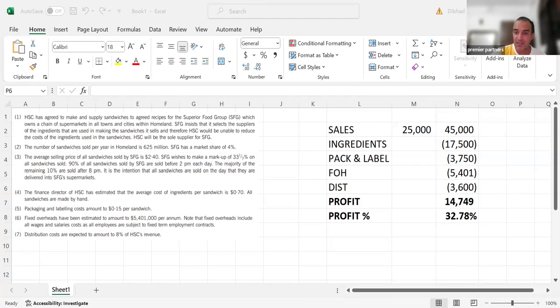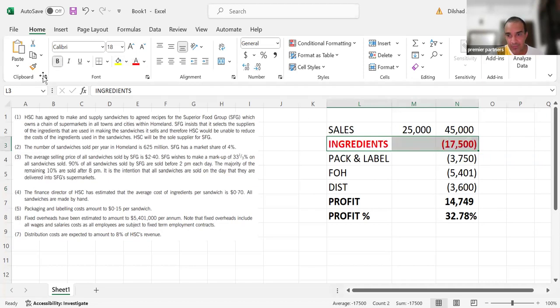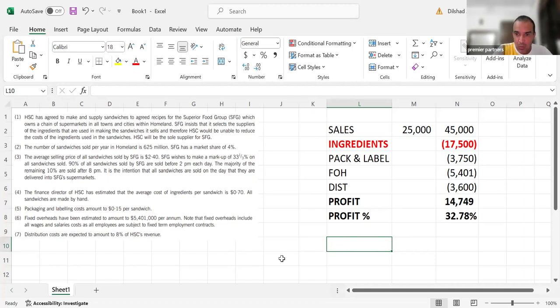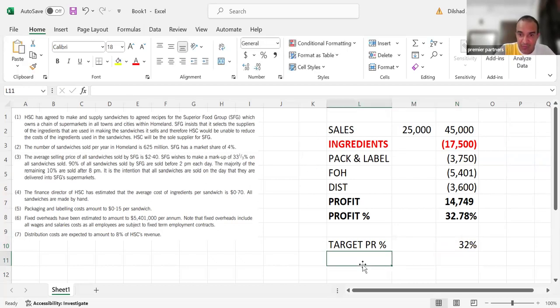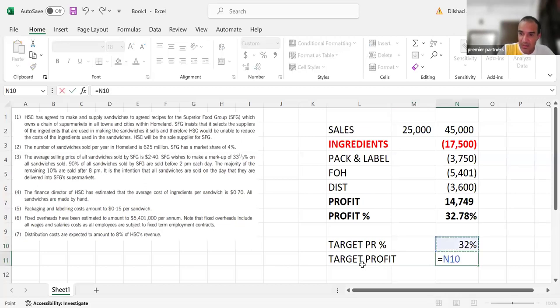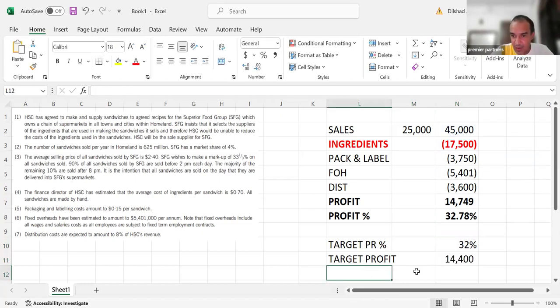State whether he was correct to be concerned about an increase in the price of ingredients. Is he right to be worried about an increase in the ingredient price? So this is where our target is now. He is worried if the ingredient price increases, he will not be able to achieve the target profit. Now, what is the target profit? Target profit percentage is 32%, right? Therefore, target profit at 32% is 45 into 0.32. Okay, 14,400.